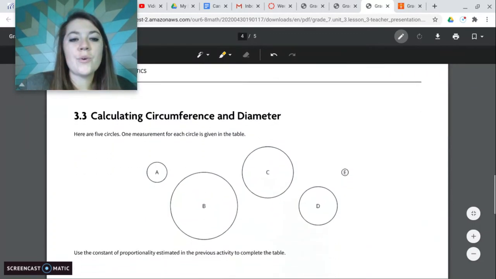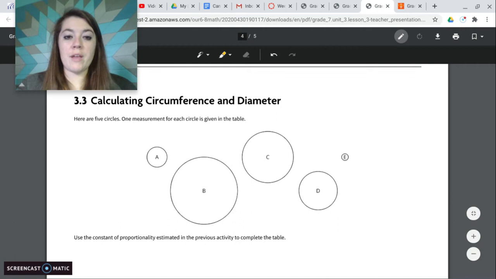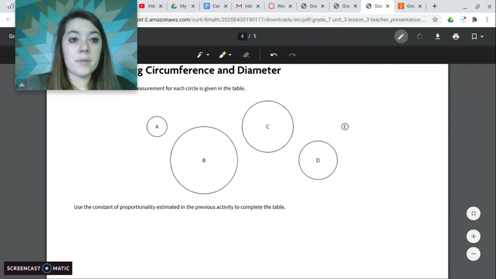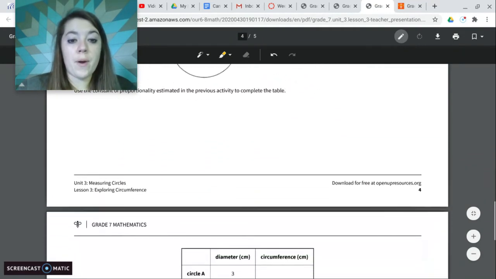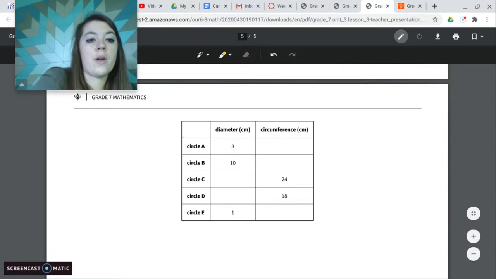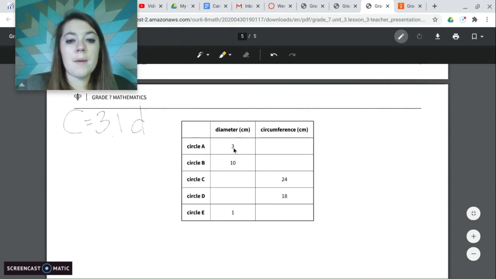So, calculating circumference and diameter. Here are 5 circles. One measurement for each circle is given in the table. Use the constant of proportionality estimated in the previous activity to complete the table. So that's our 3.1. So here's our table. Diameter is 3. We want to find the circumference. So if C equals 3.1 times D, we're going to take our diameter of 3 and multiply it by 3.1.